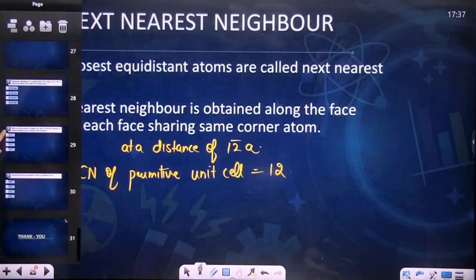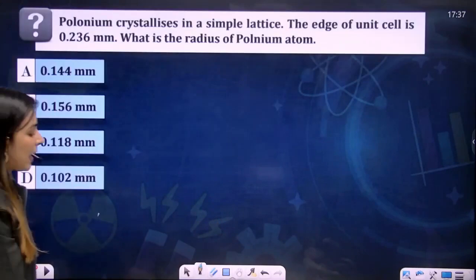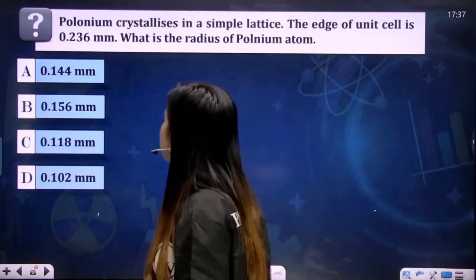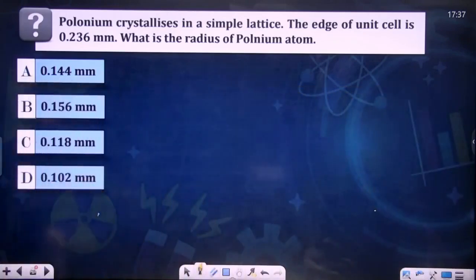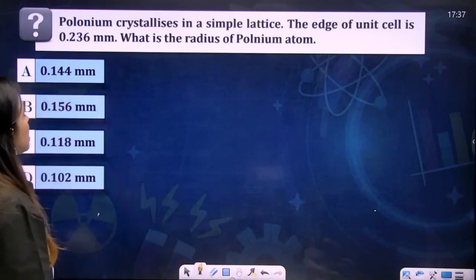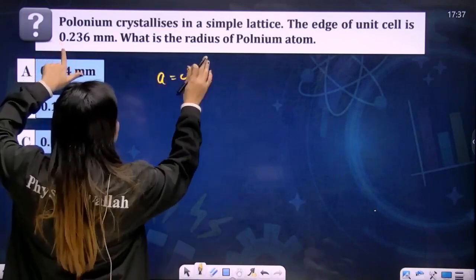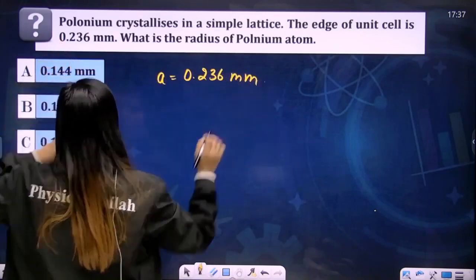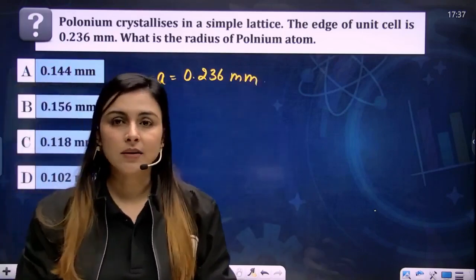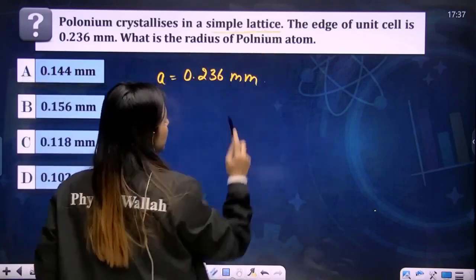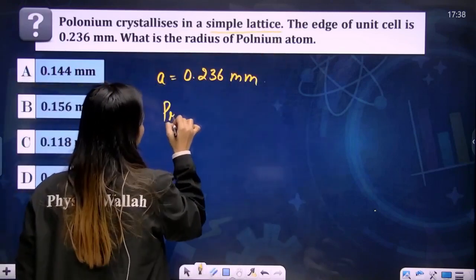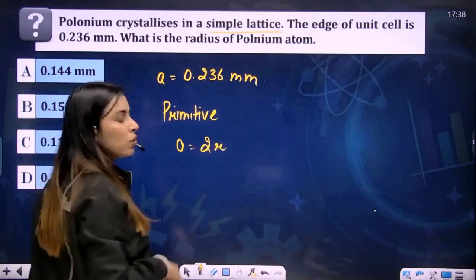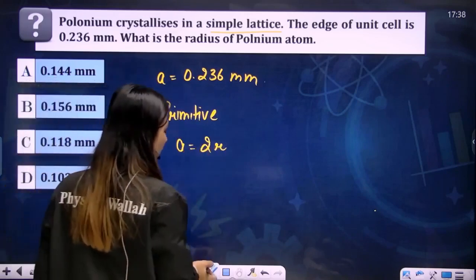Okay. Now let's solve a few questions and have a better grip on what we have studied today. The question is, polonium crystallizes in a simple lattice. The edge of unit cell is this. So now, my dear students, you are given the edge length as 0.236 mm. You have to give the radius of polonium atom. It is telling you that it crystallizes in simple cubic lattice. Simple cubic lattice means you have primitive arrangement. If you have primitive arrangement, then you know that a is equal to 2r. You are given a value and you are asked r value.